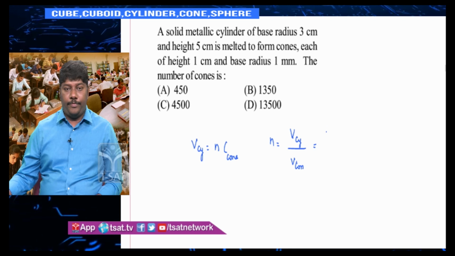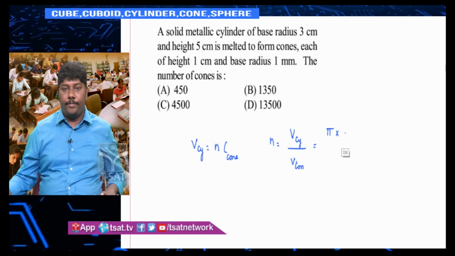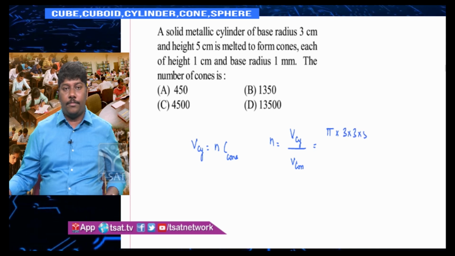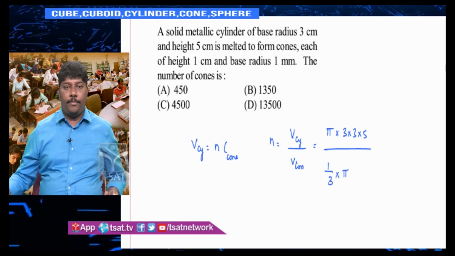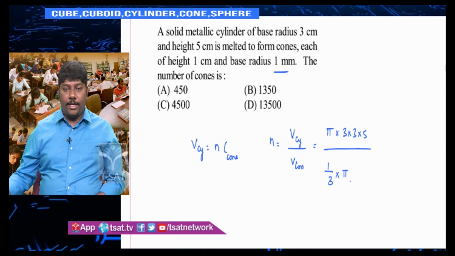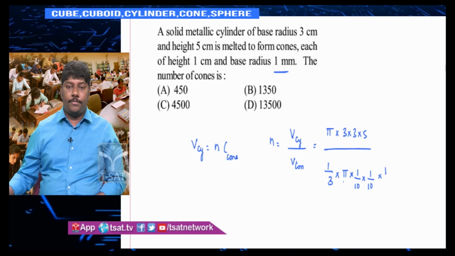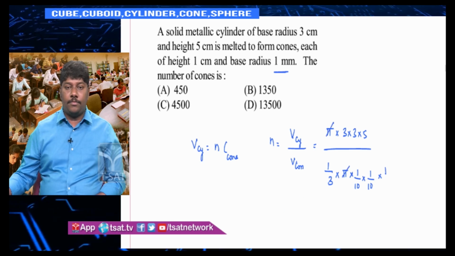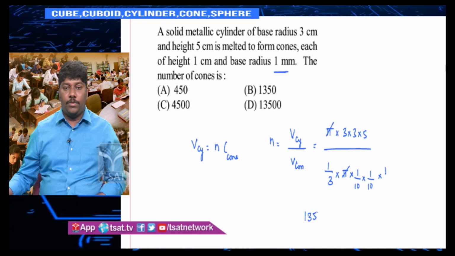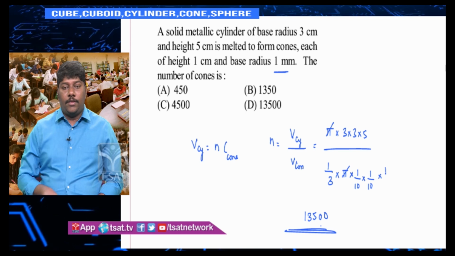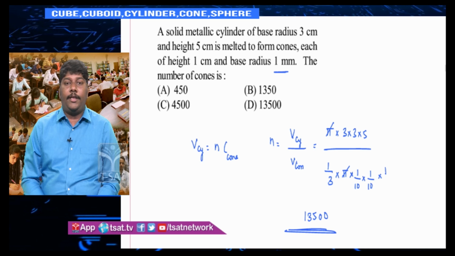Volume of cylinder is pi r square, where r is 3 and height is 5. The cone is 1/3 of pi, and 1 mm means 1/10 of a centimeter, therefore 1/10, 1/10. Height is 1 centimeter. So pi cancels. This 3 goes up. 27 into 5 is 135, and take the 2 zeros as they are. So you are going to get 13,500 smaller cones by melting one big cylinder whose radius is 3 centimeters and height is 5 centimeters.